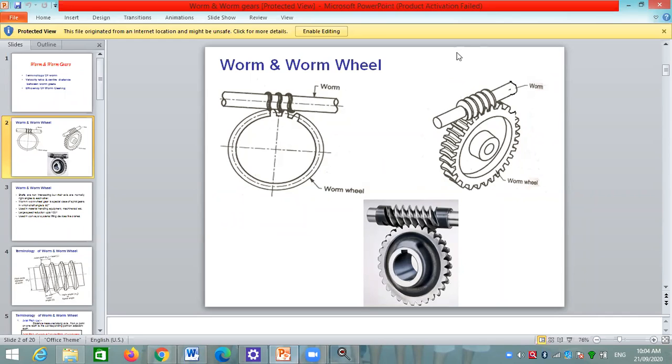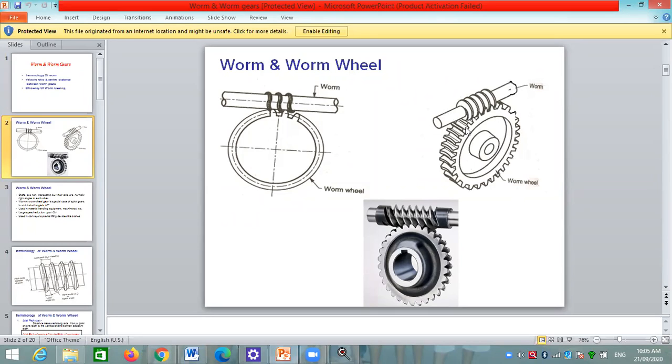The most important property of the worm and wormwheel is that it is non-reversible. What is meant by non-reversible? Means the worm is always the driver and the wormwheel is always driven. There is no vice versa. Means the power input is always given to the worm and output is always obtained from the wormwheel. If we give input to the wormwheel, the worm will not rotate. This type of situation will not happen in worm and wormwheel.